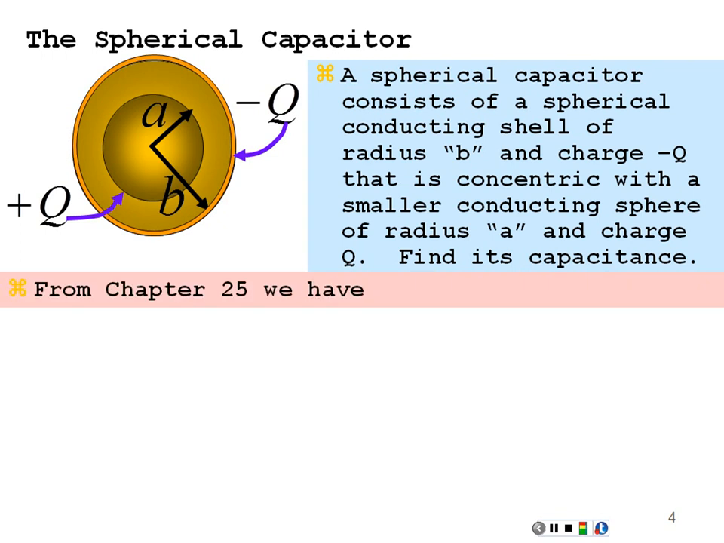From last chapter, we have that the potential difference between 2 conductors is equal to a negative integral from point A to point B, E field, dr, if we're going in a radial direction.